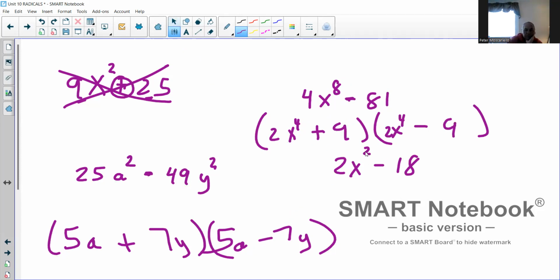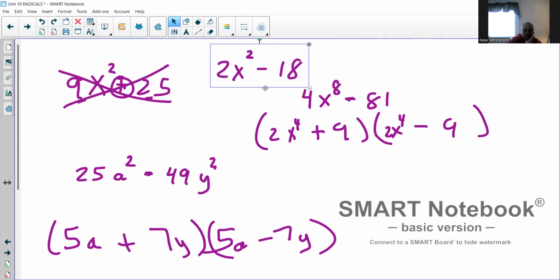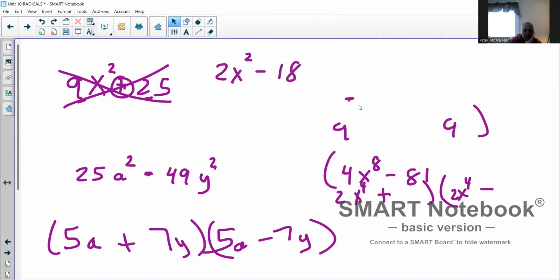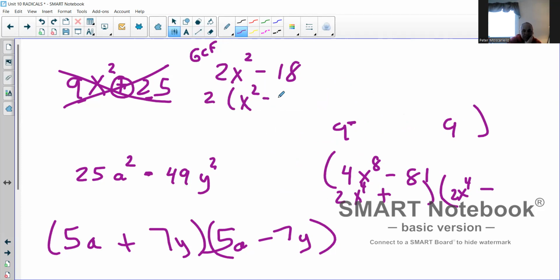But how about this one? 2x squared minus 18. Nope, 2 is not a perfect square, neither is 18. But before we say cannot do it, we can take out a GCF of 2. Remember GCF? We're left with this. Take out a 2. 2 divided by 2 is 1, x squared. 18 divided by 2 is 9. And then this is a difference of squares: x plus 3, x minus 3.